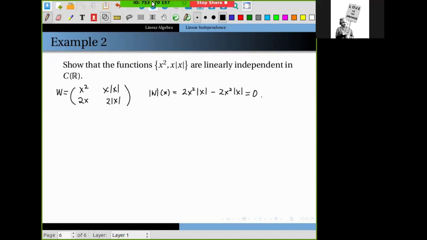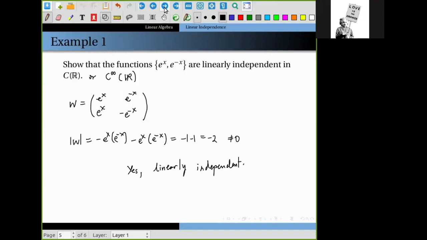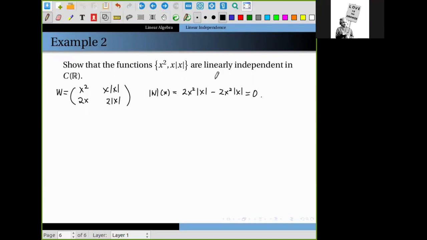All right, and now this is equal to 0 at all values of x. So therefore, our theorem does not apply. So the theorem that we had a couple slides back, we can't find this x naught where the Wronskian is not equal to 0. This point doesn't exist. And so that doesn't mean that the functions are linearly dependent, it just means that we have to do more work. It means that this Wronskian method was not good enough.